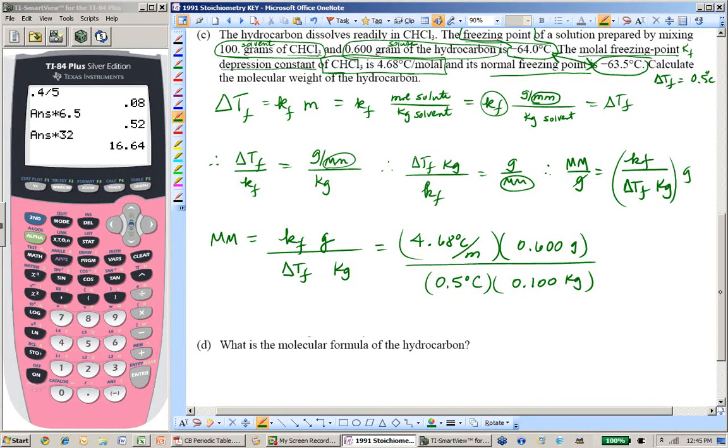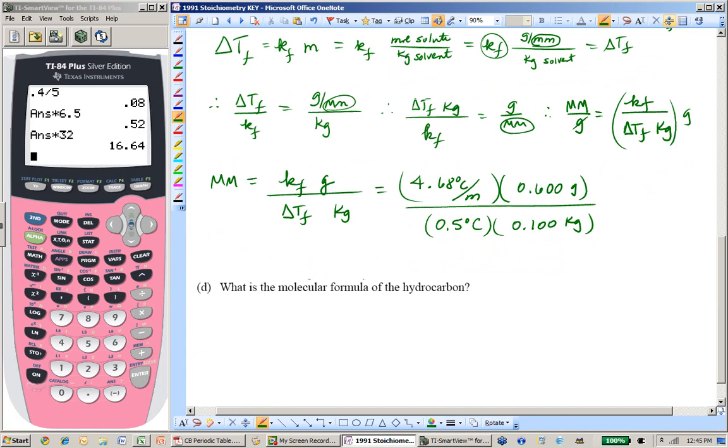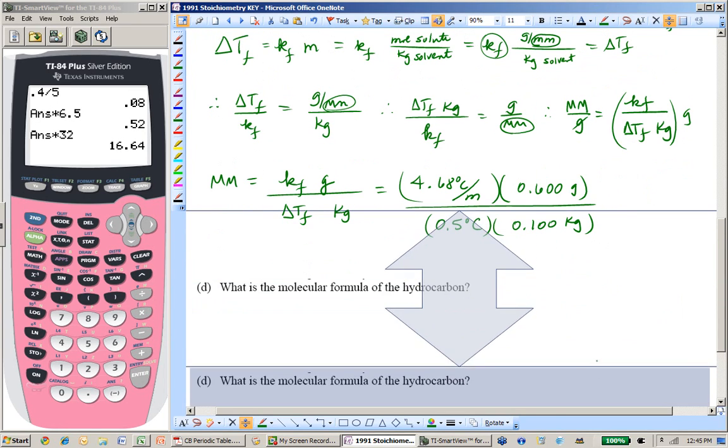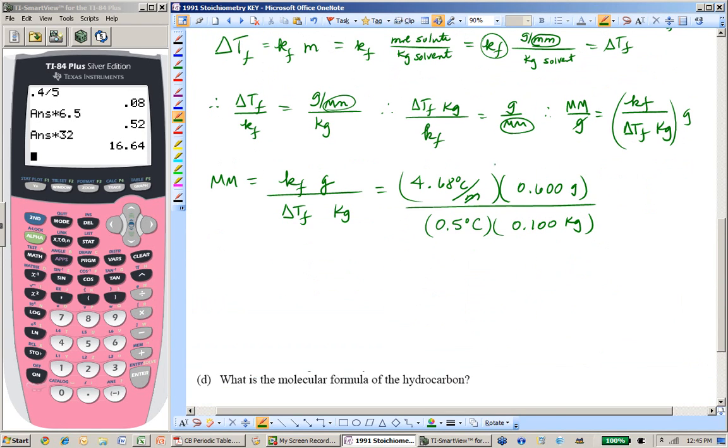All right, so this little molal right here is really grams per kilogram. So you can kind of see how this is going to work out. This is canceled. I'll take that back.